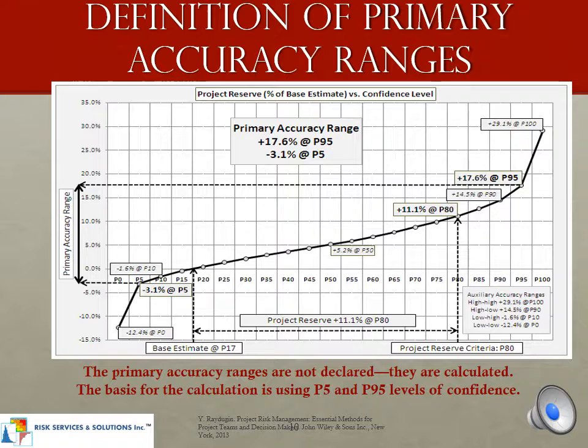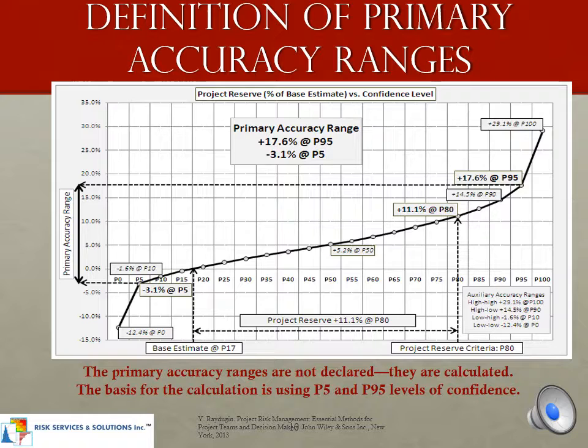This chart shows the definition of primary accuracy ranges. You can easily see that on the left, P5 is a minus 3.1%, while on the right side of the chart, P95 is a plus 17.6%. This gives a reasonable project reserve of plus 11.1% at P80, with a reasonable risk confidence level of P80.